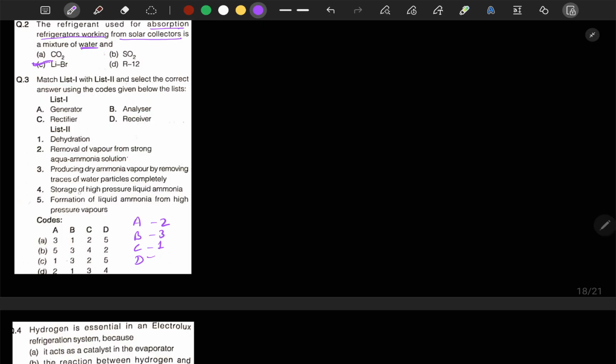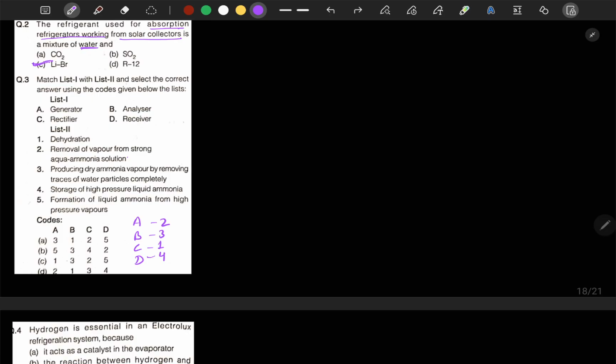3, storage of high pressure liquid ammonia, it happens in the receiver. Formation of liquid ammonia from high pressure vapors, it also happens in your absorber. So the answer is 2314.